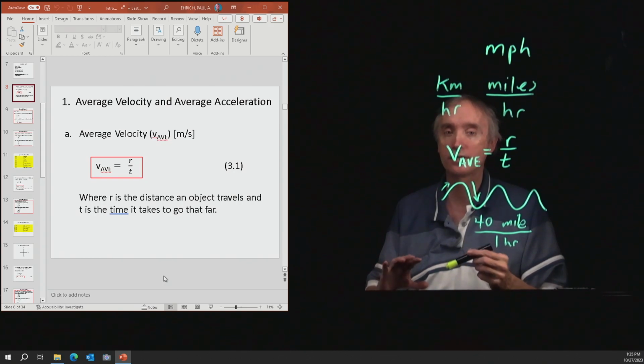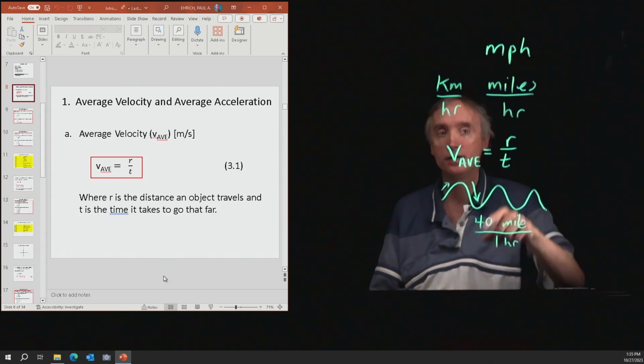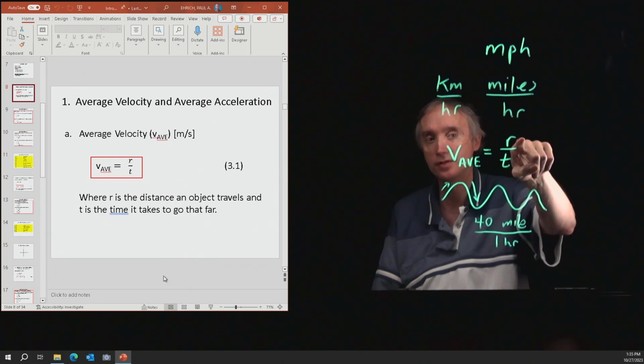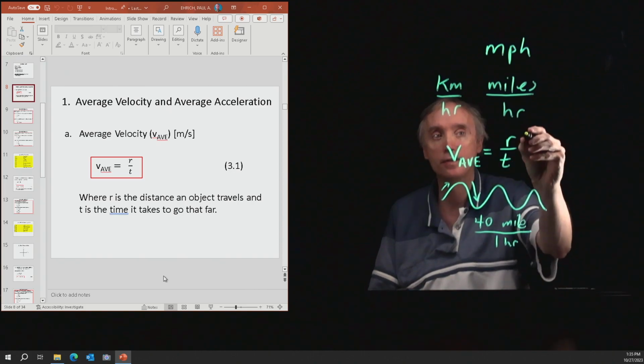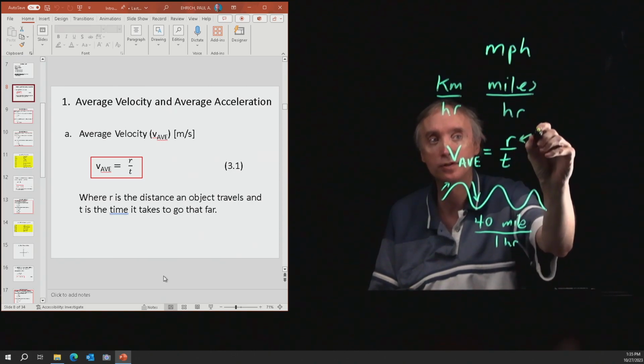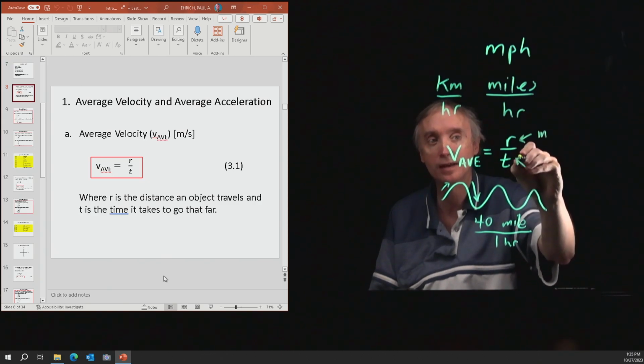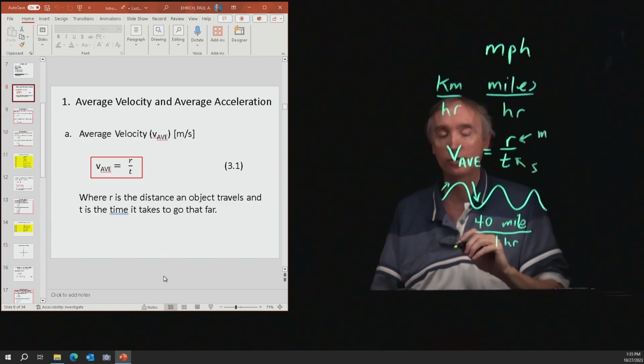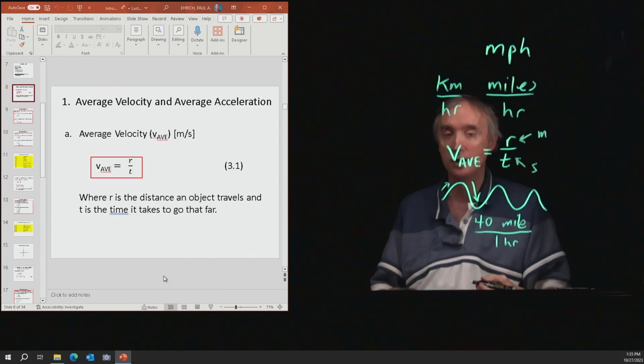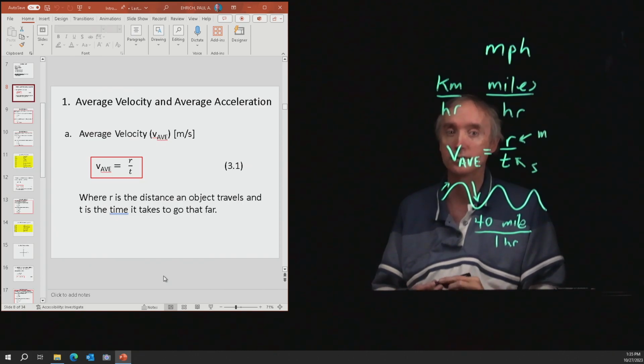So let's look at the units for this. The official metric unit for distance is the meter. And then the official metric unit for time is the second. So therefore, the official metric units for speed or velocity are going to be meters per second.